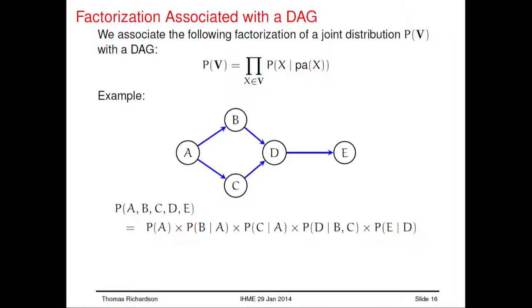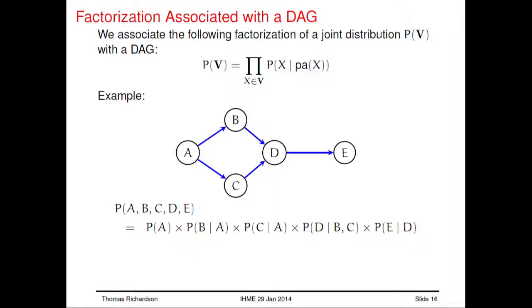So the factorization is very intuitive. We simply say that we have one term in our factorization for each vertex in the graph, and that we simply have a conditional density for that variable conditioned on its parents in the graph, which are those nodes pointing into the given vertex. So in this example, A has no parents, so we just get the marginal density of A.